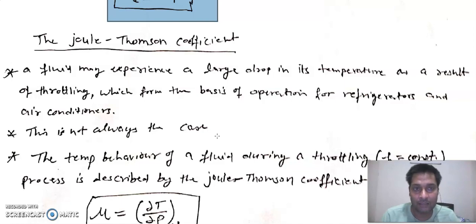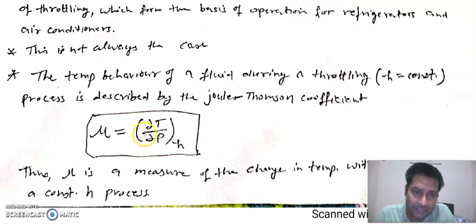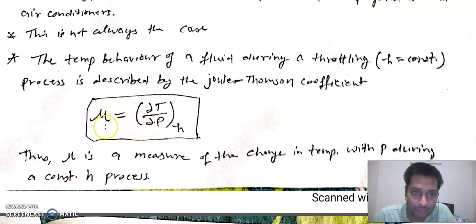So the Joule-Thomson coefficient gives information about the temperature behavior of the throttling device, whether it increases or decreases, and what will be the magnitude of the increase or decrease of the temperature. That information is provided by the Joule-Thomson coefficient. This is the equation of the Joule-Thomson coefficient. This mu is called the Joule-Thomson coefficient, and it is equal to del T by del P at constant enthalpy, because the throttling process is a constant enthalpy process.